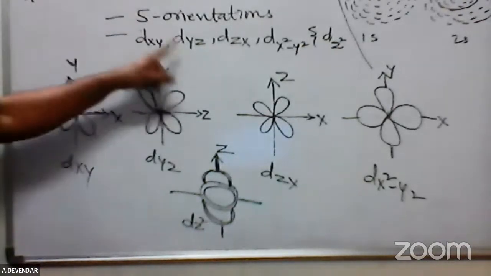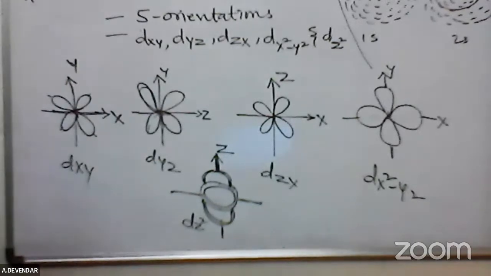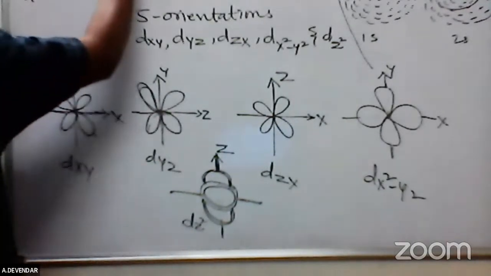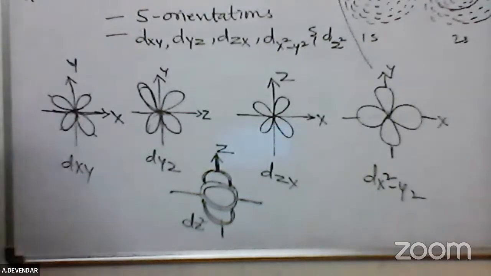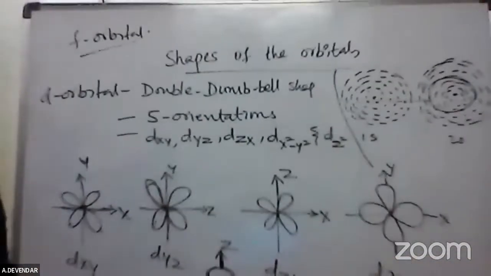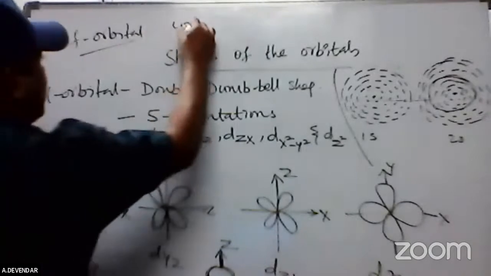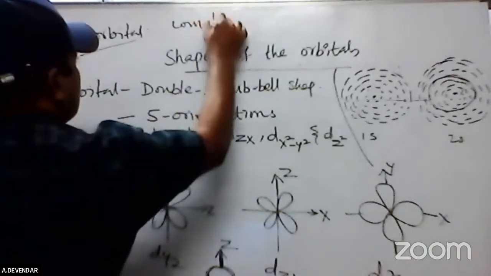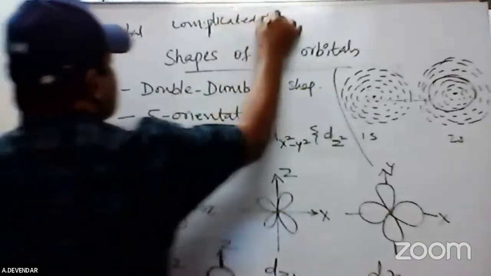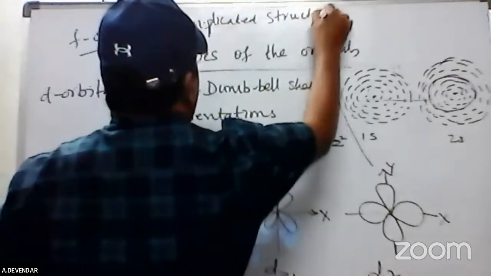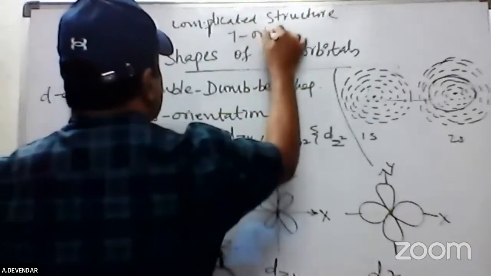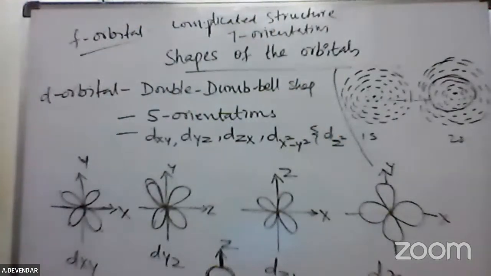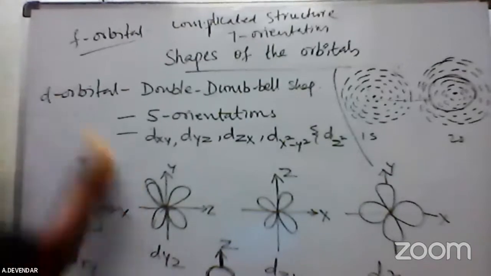There are 5 orientations, and the remaining ones we can draw easily. Coming to the f orbital, it is a complicated structure. But there are 7 orientations present. You can't draw it in this case. This is about the orbital picture. Okay, friends.